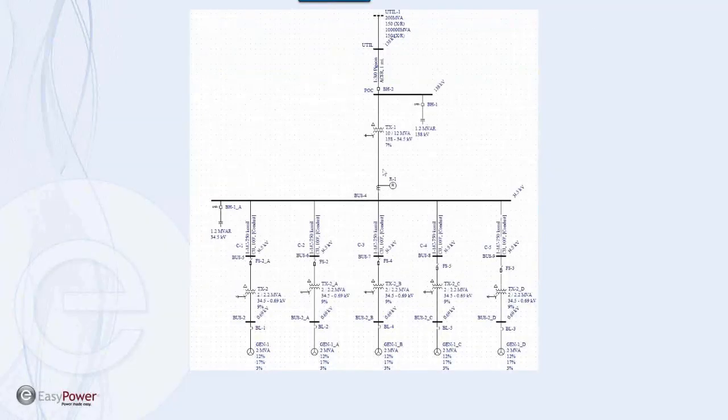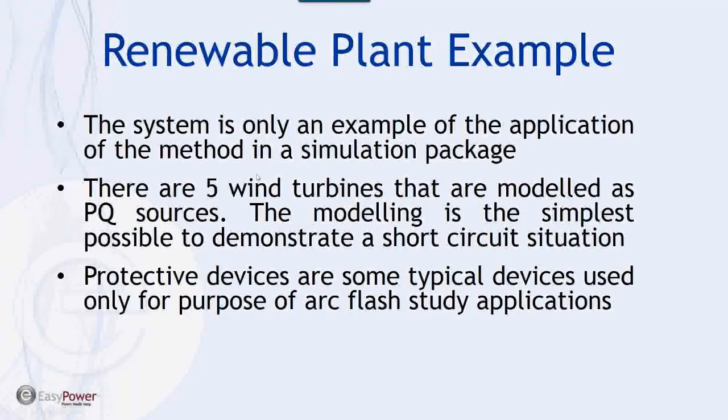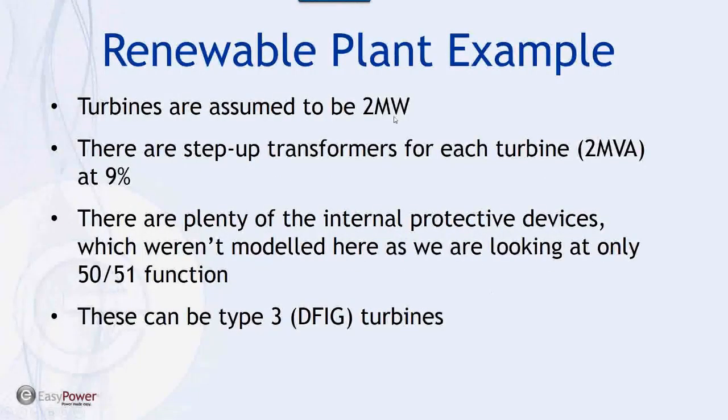Okay, so this is a screenshot of the same system. We already saw the system live. So the system is only an example of application of the method in a simulation package. There are five wind turbines that are modeled as PQ source. The modeling is the simplest possible to demonstrate a short circuit situation. Protective devices are some typical devices used only for the purpose of arc flash study application. Turbines are all assumed to be 2 megawatt. There are step-up transformers for each turbine. All transformers are 2 MVA. Impedance is 9%. There are plenty of internal protective devices in real life, in fact, which weren't modeled here.